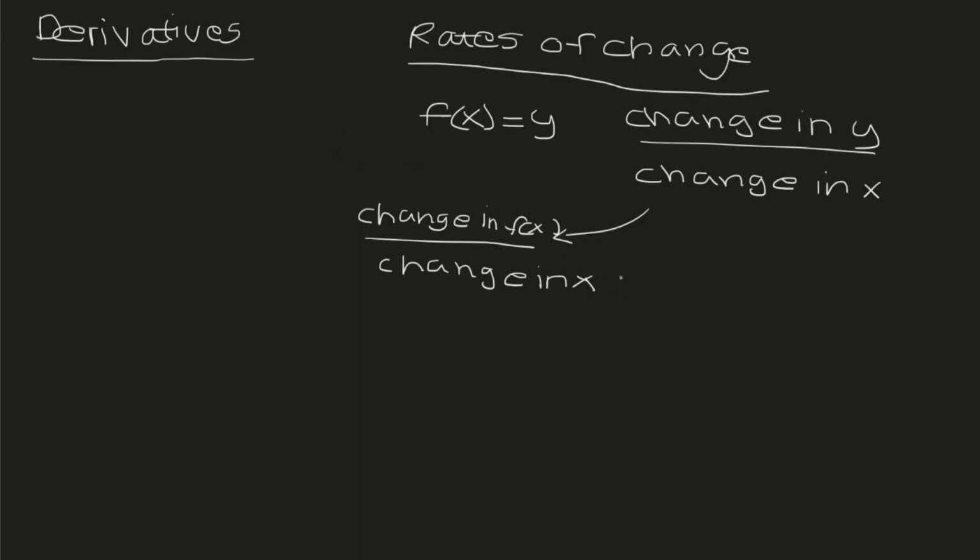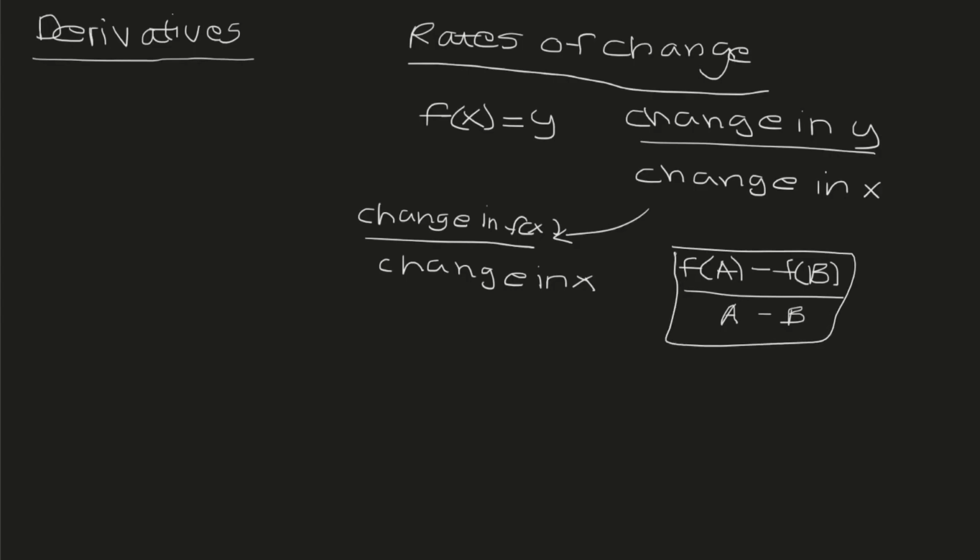Now, writing that algebraically, that gives us a neat little equation. And that equation is f of, let's say, point A, which will be our first point, minus f of point B, which will be our second point, all over A minus B. Now we can use this as our baseline formula to find any rate of change of a function. To demonstrate that, let me give you an example.